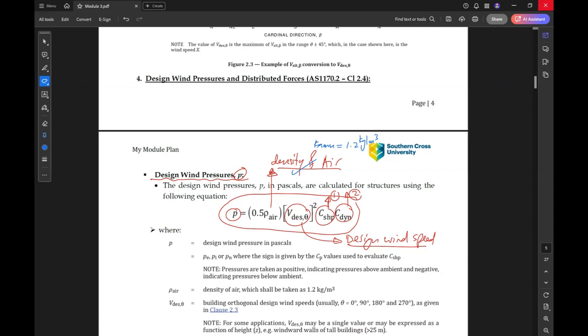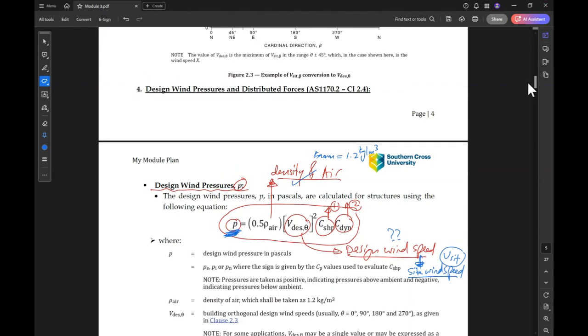Okay. So to calculate the design wind pressure B, what should be known first? The design wind speed. The design wind speed is found using the site wind speed. So the site wind speed is important to find the design wind speed, and then the design wind speed will be used to find the wind pressure B.